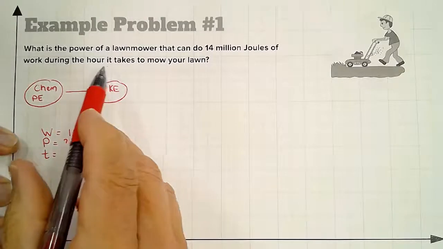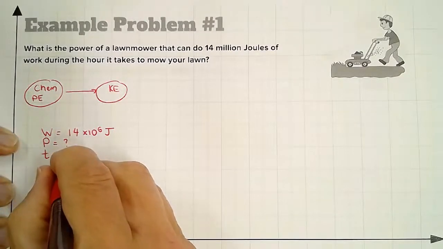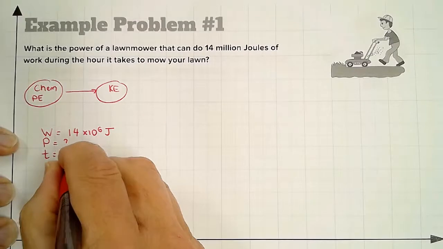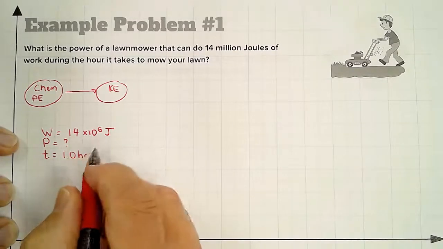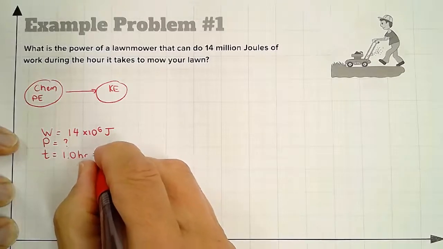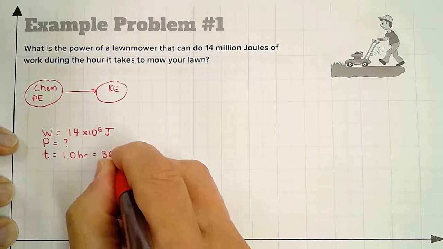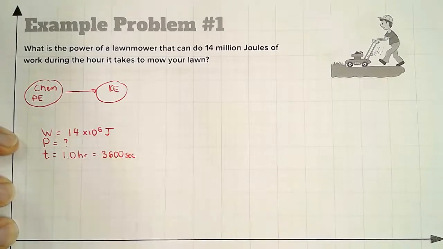And it takes 1 hour. So this is 1.0 hours, but that's a non-standard unit. We need it in seconds. So we're going to write this as 3,600 seconds. So there's my variable list.